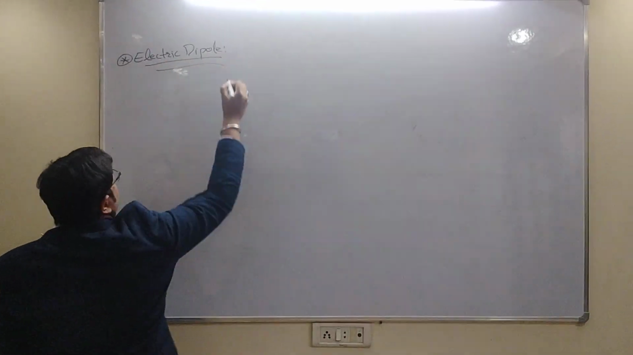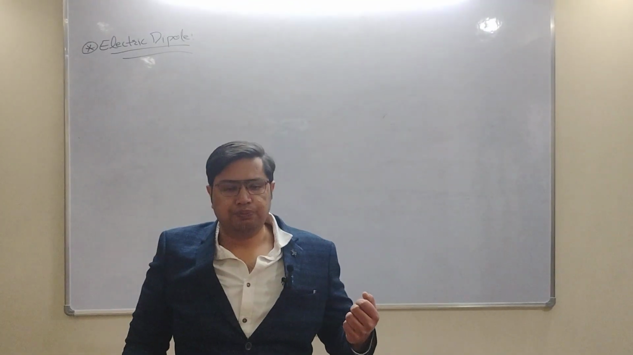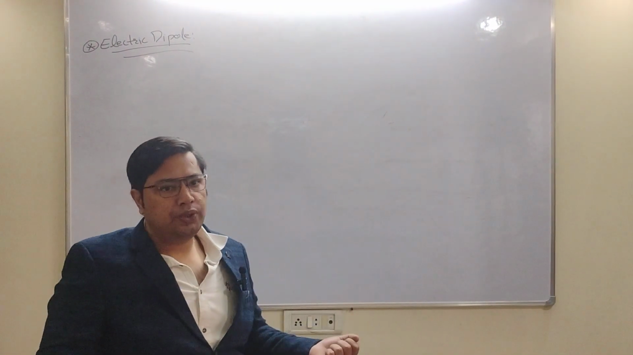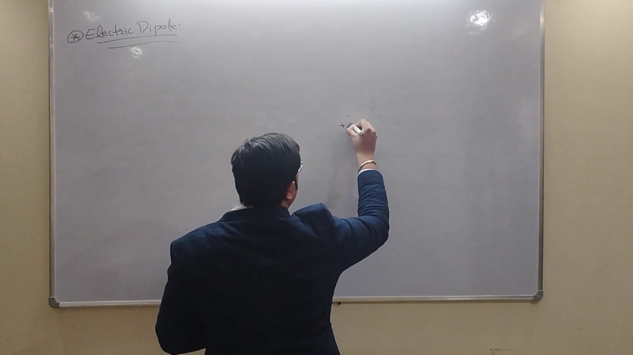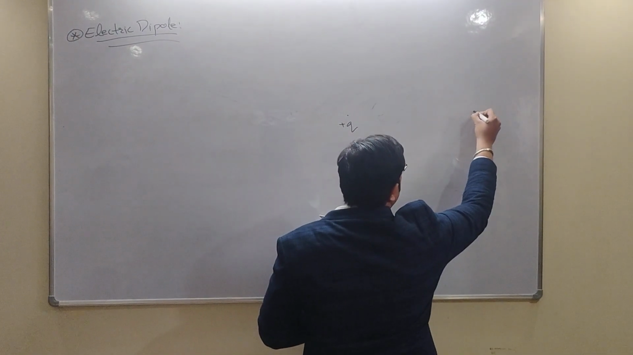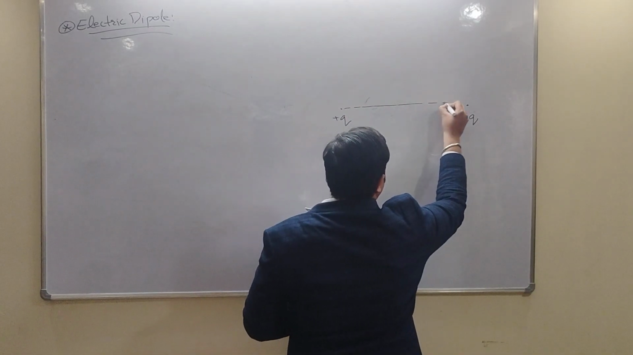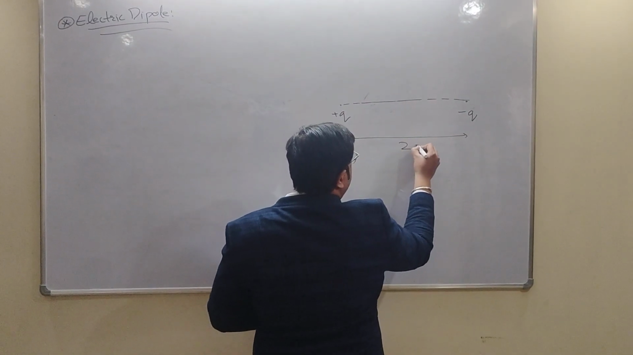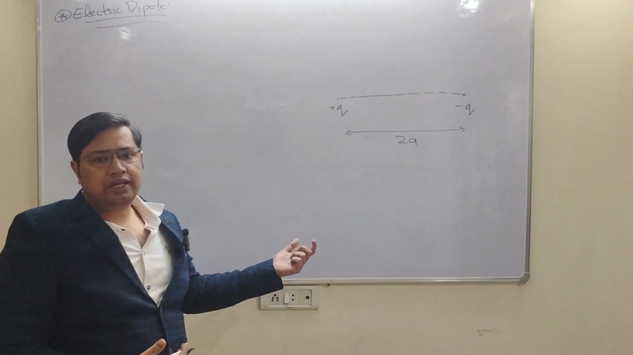Okay, so electric dipole is simply two charges, one positive and one negative of equal magnitude separated by a distance 2a. For example, I have this charge plus q and I have this charge minus q, which is separated by a distance named 2a. This configuration is known as an electric dipole.